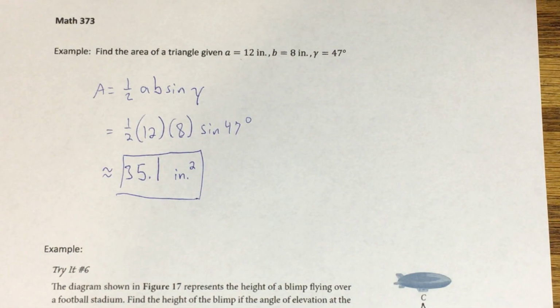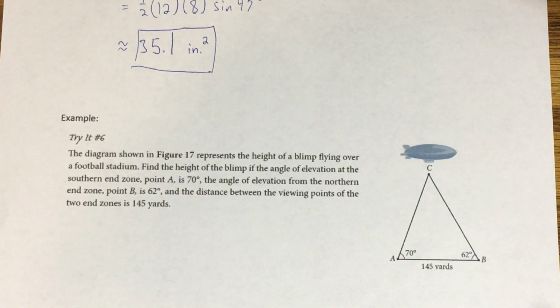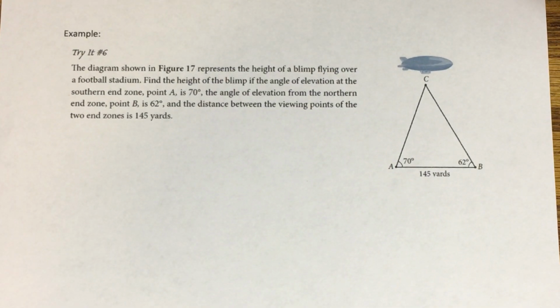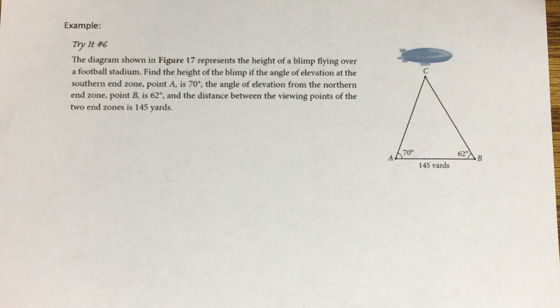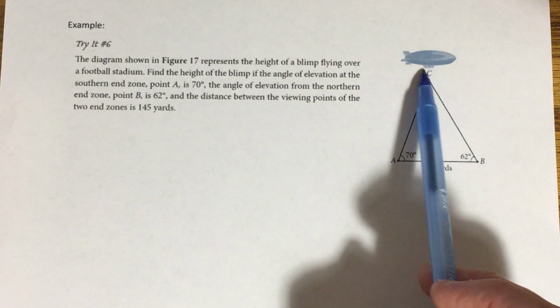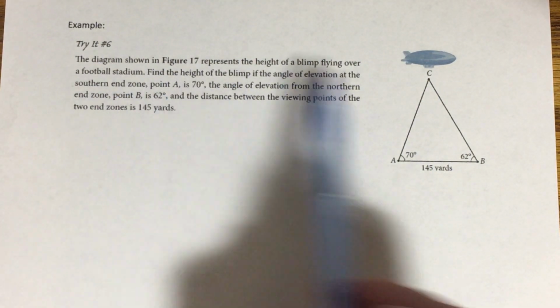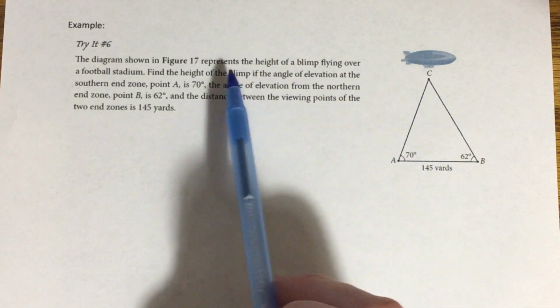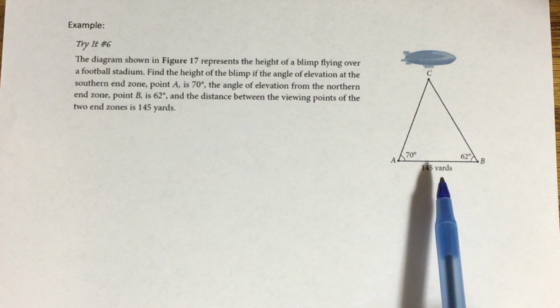All right. One more problem that I want to work through. This one comes out of your book, but it's not worked out in your book. It's one of those try it problems that they sprinkle in there. We don't need the area formula for this one, but instead this is an application of being able to solve a triangle in an actual word problem. So what we have here is a blimp. In fact, I'm just going to read this. So the diagram here shows the height, or represents the height of a blimp over a football stadium.